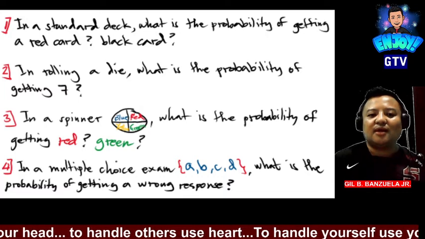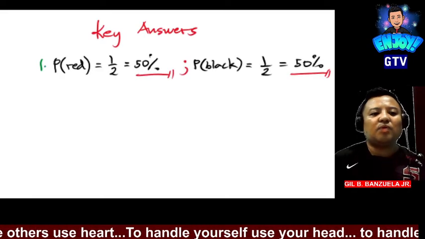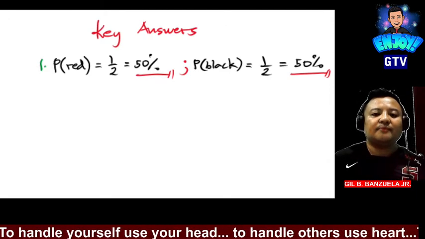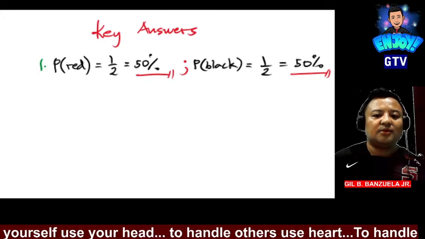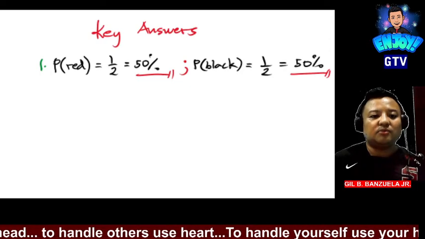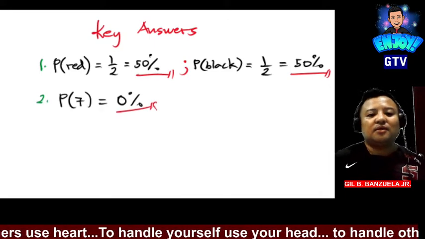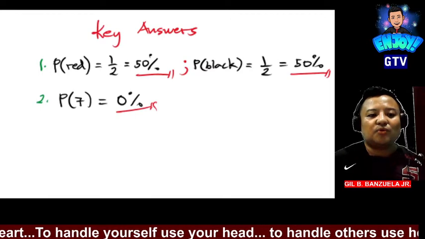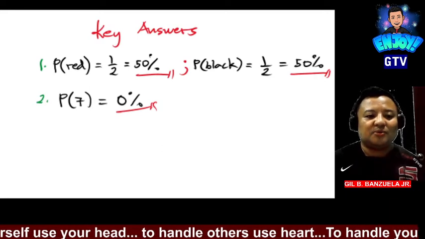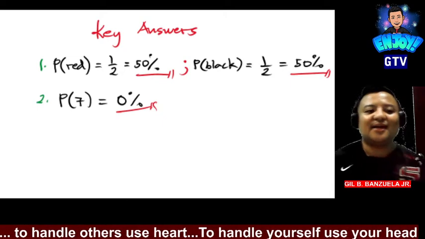And your 20 minutes are gone. So, let's check. Here are the answer keys. For number 1, the probability of getting a red is 1/2 or 50%, because there are 2 suits which are red, diamond and heart. So it contains 26 cards out of 52, as well as black. So both 50%. For number 2, the probability of getting a 7 in rolling a regular 6-sided die is 0%. Di ba? 0%. Wala kasing 7 sa 6-sided. 6-sided na nga yan eh.